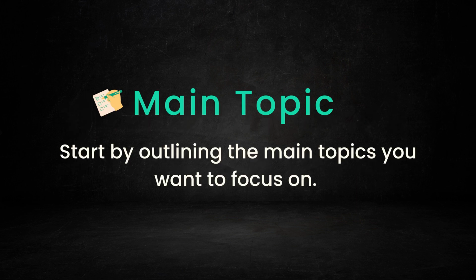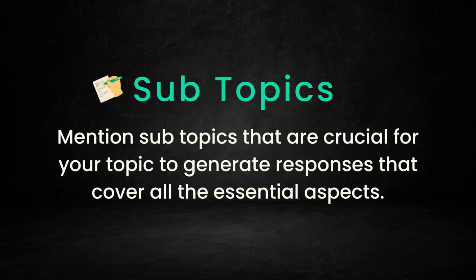Start by outlining the main topics you want to focus on. This helps AI narrow down its response and ensures it stays on point. Don't forget to delve into the subtopics that are crucial for your prompt. By including them, you guide AI towards generating responses that cover all the essential aspects.